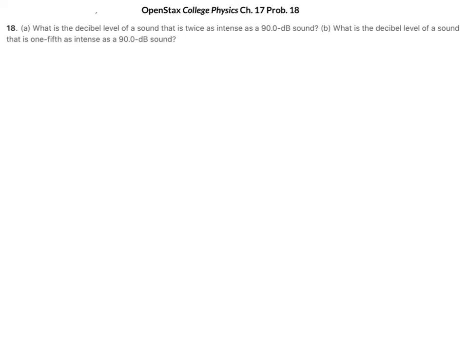Let's look at OpenStax College Physics, Chapter 17, Problem 18. What is the decibel level of a sound that is twice as intense as a 90 decibel sound? What is the decibel level of a sound that is 1/5 as intense as a 90 decibel sound?